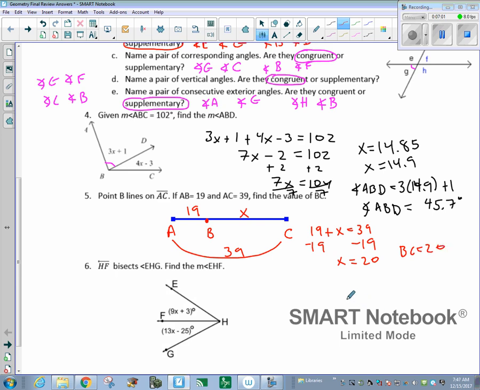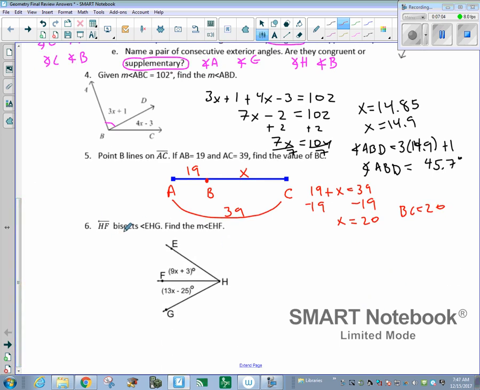BC is 20. All right, and finally, on the last one, they're telling us that HF bisects EHG. And if HF bisects it, then that means it cuts it into 2 equal pieces. So we know that these two angles that I marked in red are equal to one another because of the term bisect, and so therefore I can set them equal to each other. So 9x plus 3 will equal 13x minus 25, and I'm solving this algebraically, I can get x, and then I can find EHF.